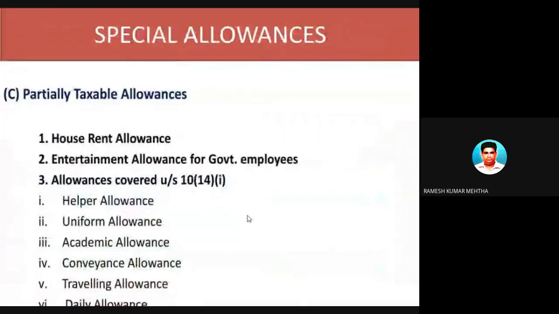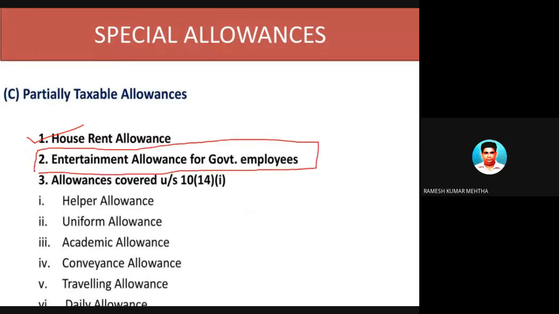And in the same way, there are some special allowances which are exempted from tax. Let's talk about those special allowances. So HRA we have seen. We are going to talk about entertainment allowance for government employees subsequently. And now let's talk about special allowances which fall under the category of section 10, subsection 14.